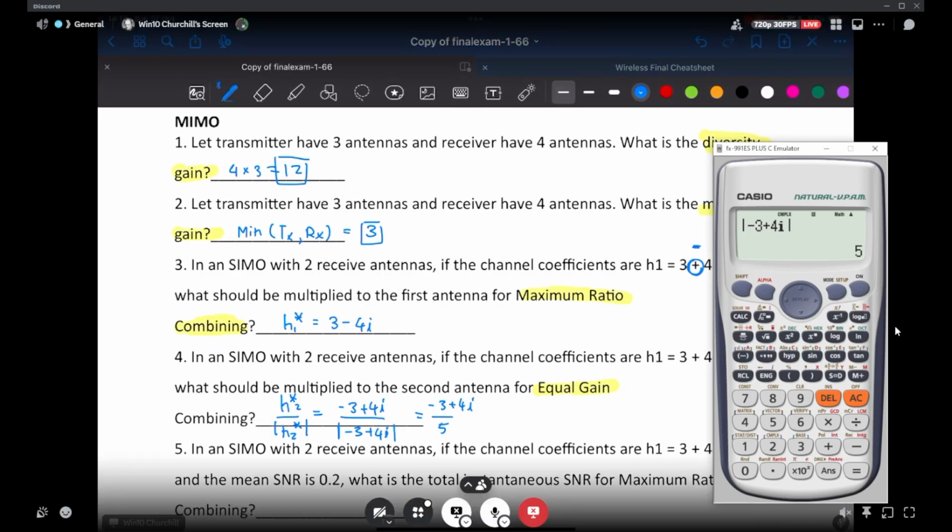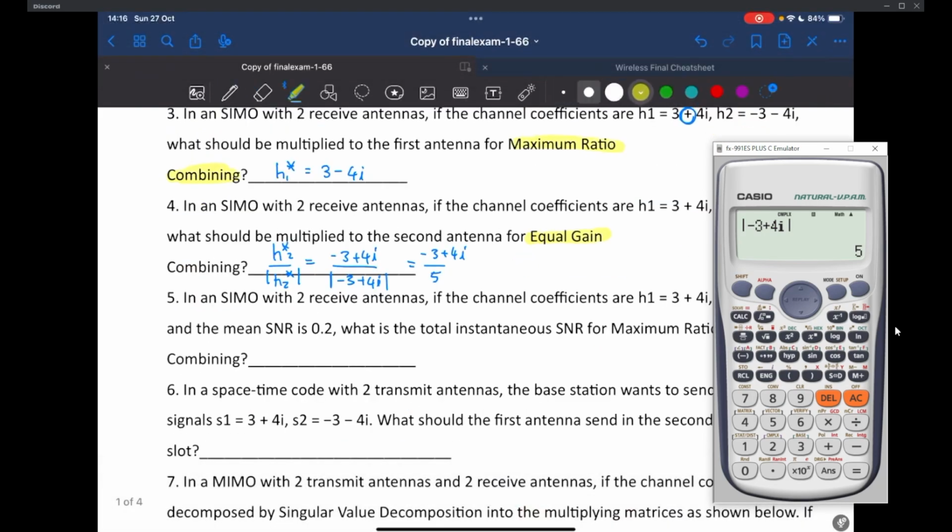And next question, number 5, is finding the total instantaneous SNR. To find total instantaneous SNR, if you look at my cheat sheet, it is mean SNR times the absolute value of H1 squared plus the absolute value of H2 squared, like that. If you plug it in, the mean SNR you are given here is 0.2. So if you plug that in, you will get 10.